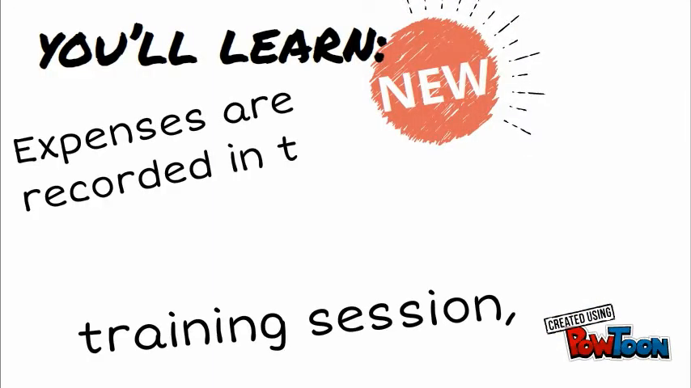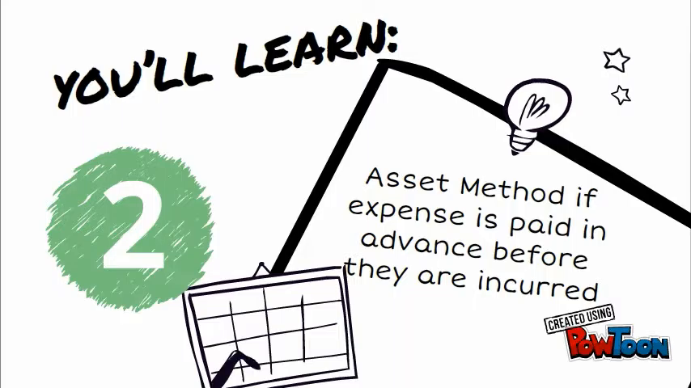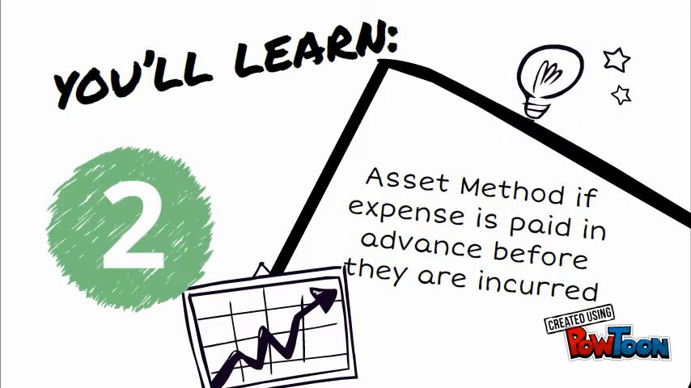The two ways of recording expenses: the expense method, where the expense is debited when payment is made; and the asset method, used if the expense is paid in advance before it is incurred.